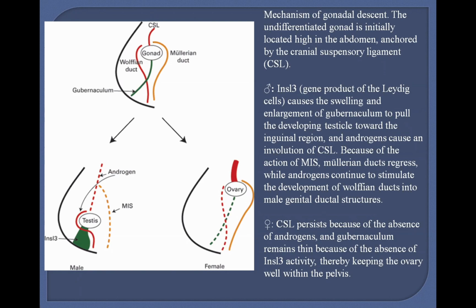However, in females, the cranial suspensory ligament will persist. This persistence occurs because of the absence of androgens, and the gubernaculum will remain thin because of the absence of ISL3 activity. That is why this pulling towards the lower part is not seen, and the ovary will be kept well within the pelvis. That is why there is no descent of the ovary like the male's testicular descent.